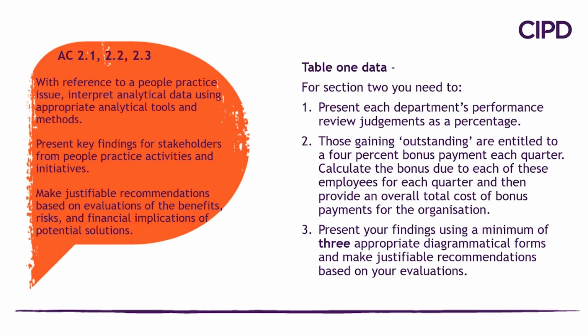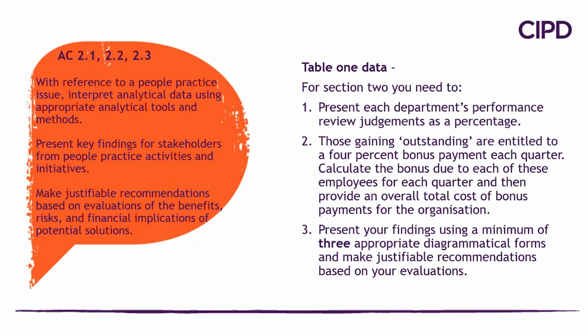So continuing with Table 1 data, basically you need to present each department's performance judgment as a percentage. Very simple, just convert them into percentages, because it's easier to list percentage outcomes than raw data. That will then give you the patterns that you need to talk about.